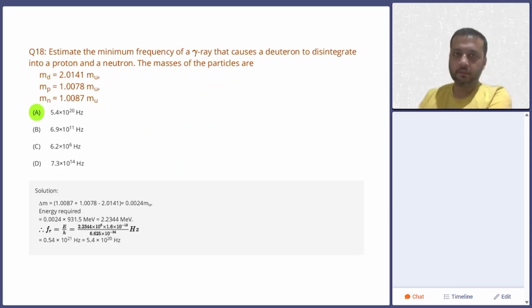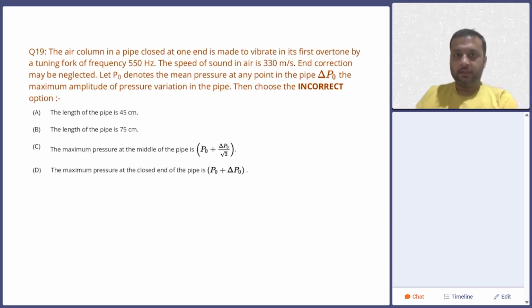Okay, so let's move on. Here, the air column in a pipe closed at one end is made to vibrate in its first overtone by a tuning fork of frequency 550. The speed of sound is 330 and end correction is neglected. P naught is the mean pressure at any point, and delta P naught is the maximum amplitude. We have to choose the incorrect option.